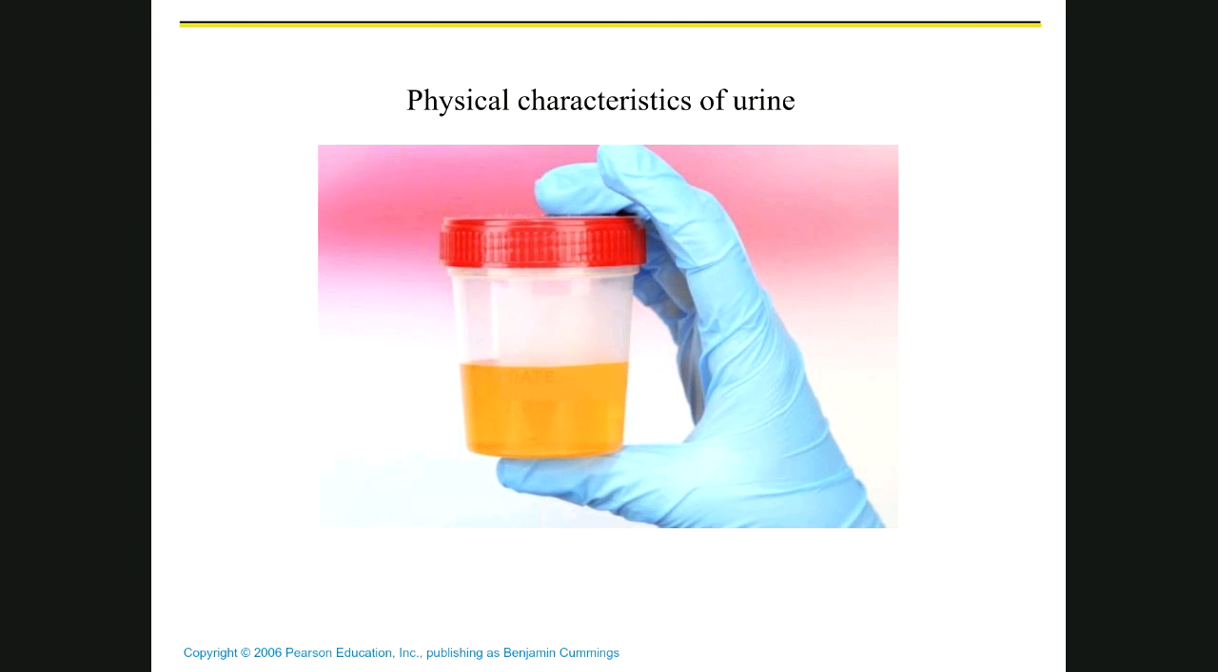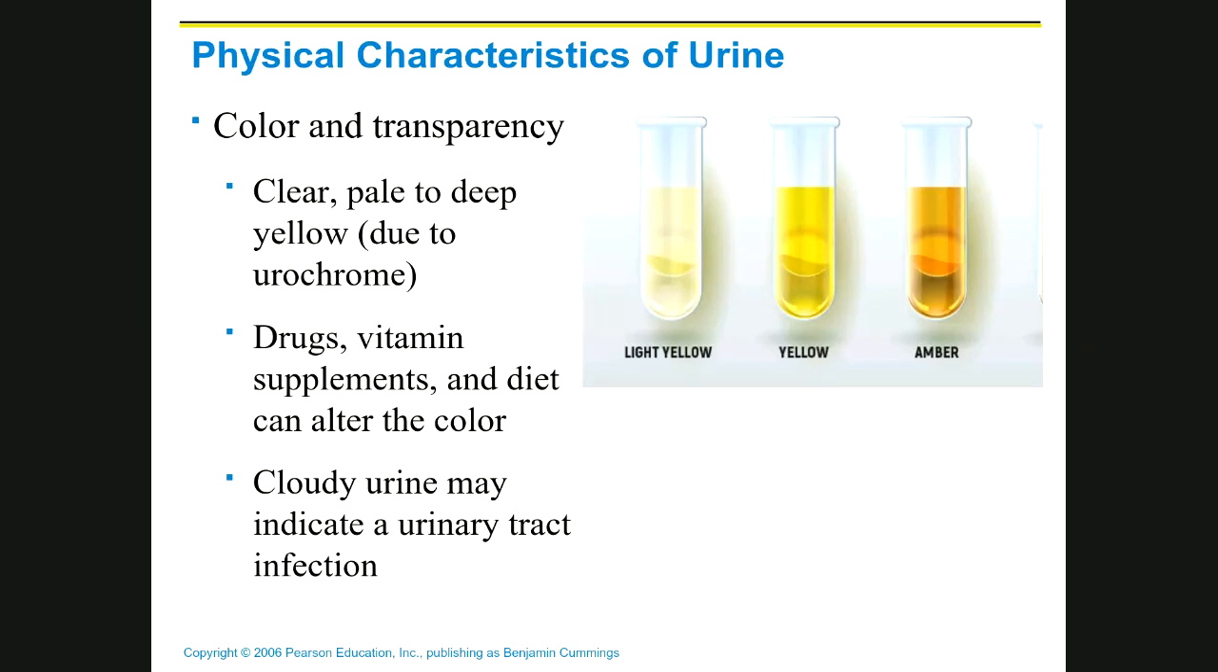Let's look at urine real quick. So everybody in here is pretty familiar with urine. You see it all the time. So we know what color it has. It's always some sort of yellow color, unless you've eaten something different, because there are certain things that can change the color. Vitamin supplements, foods, drugs, they change the color.